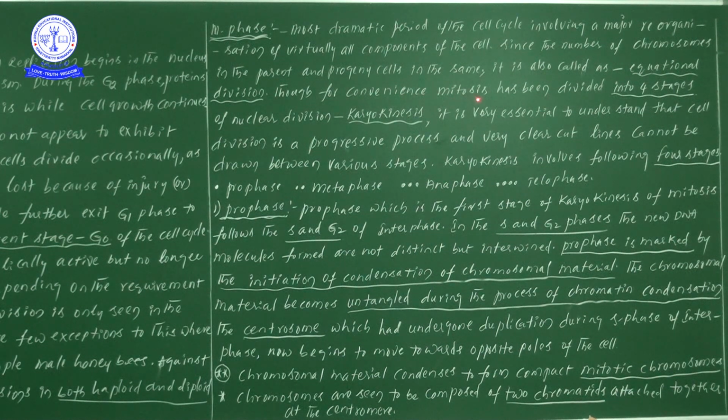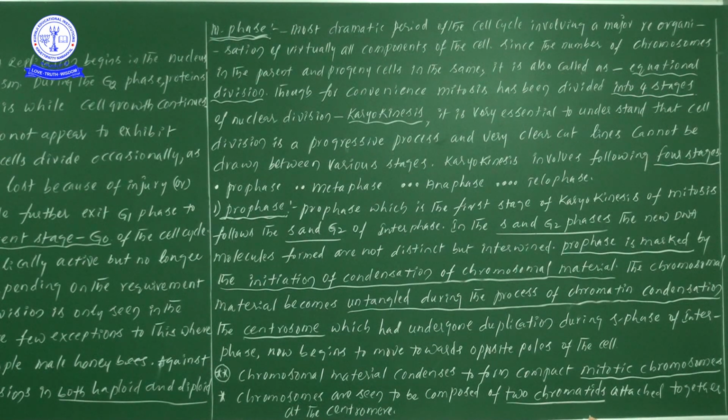For our convenience to study the mitotic process, we divided it into 4 stages of nuclear division. Nuclear division means karyokinesis. So this karyokinesis, for our convenience to study, we divided into 4 stages.